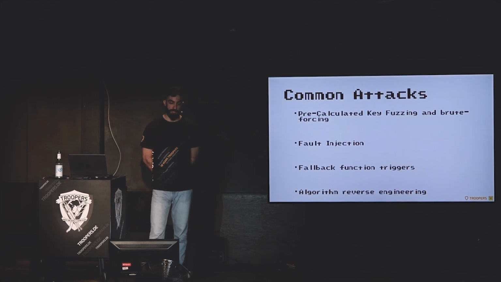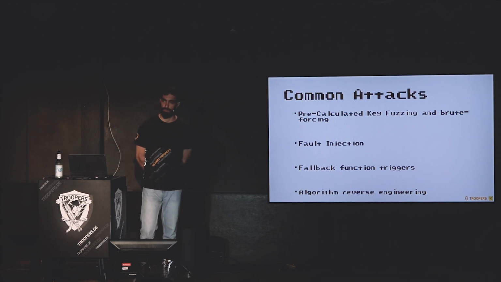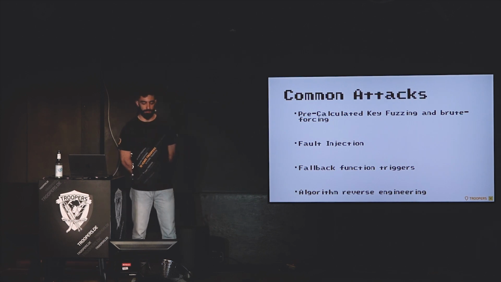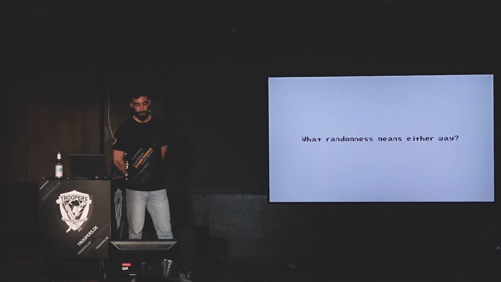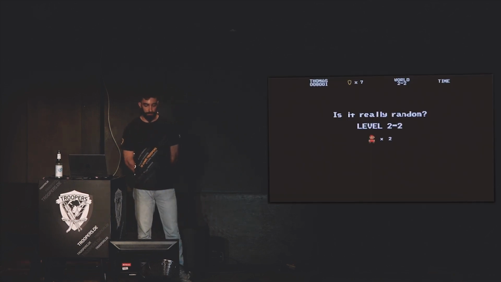Common attacks in this service can be pre-calculated key fuzzing, as we discussed, and brute forcing, which is not directly applicable in seeds like this, but we also saw 2-byte seeds that can be easily brute forced. Fault injection, fallback function triggers, and algorithm reverse engineering, which is the basis for leaks, where you can find for many vehicles online to use and understand how these algorithms work. But what does randomness mean either way, and is this process really random?